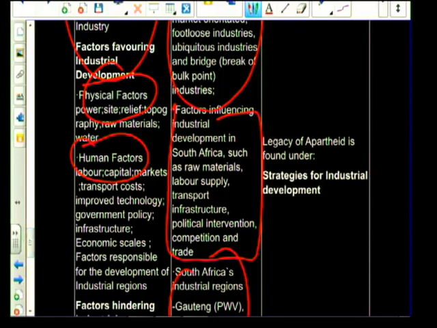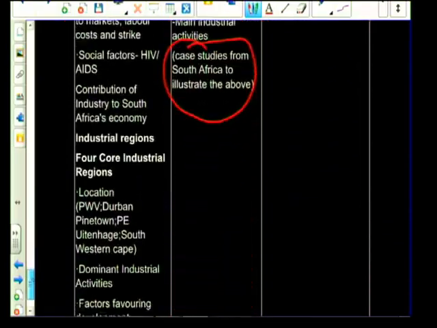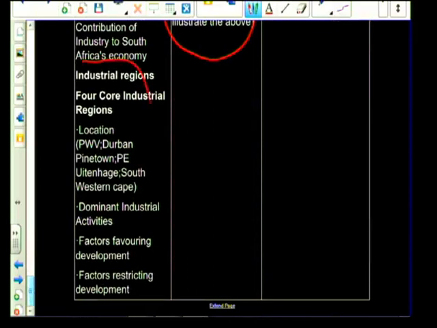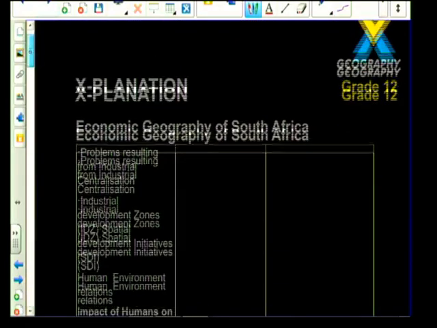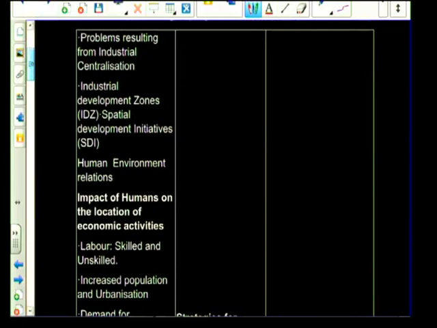Legacy of apartheid, although covered here, is maybe not reflected here, but it's covered under the strategies for industrial development. Okay? So let's go further. Can you see all these areas here? All are found there. Okay? Let's go further. Problems, I'm talking, this is part of the old curriculum. Can you see all here? All will be found in that section.